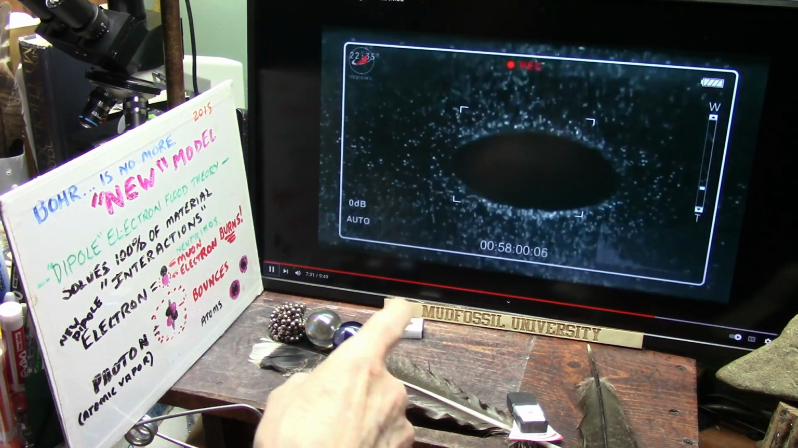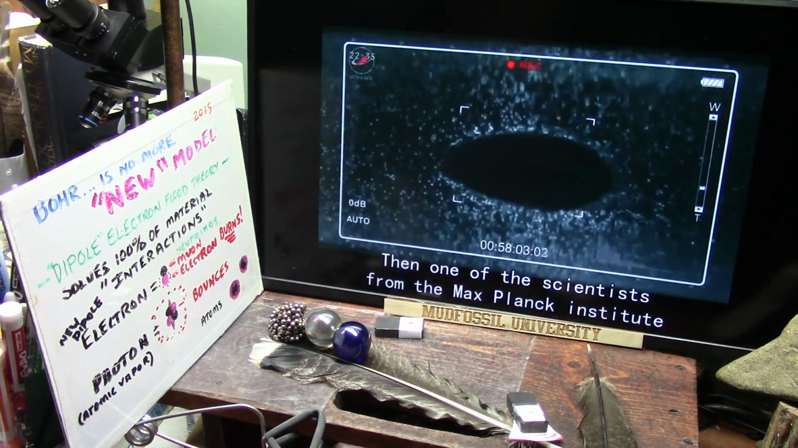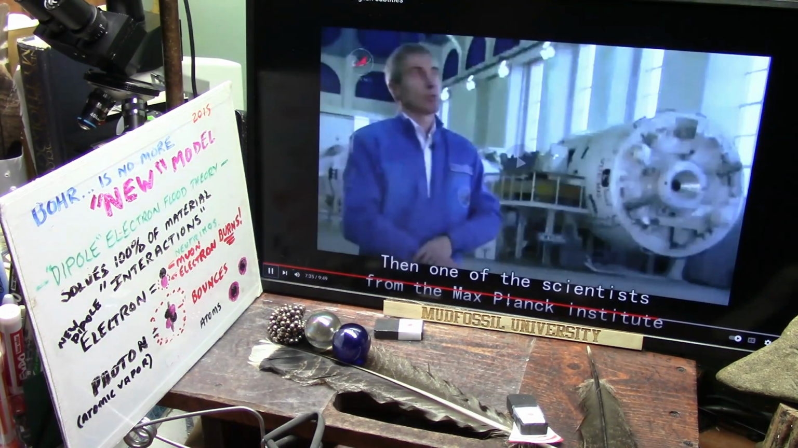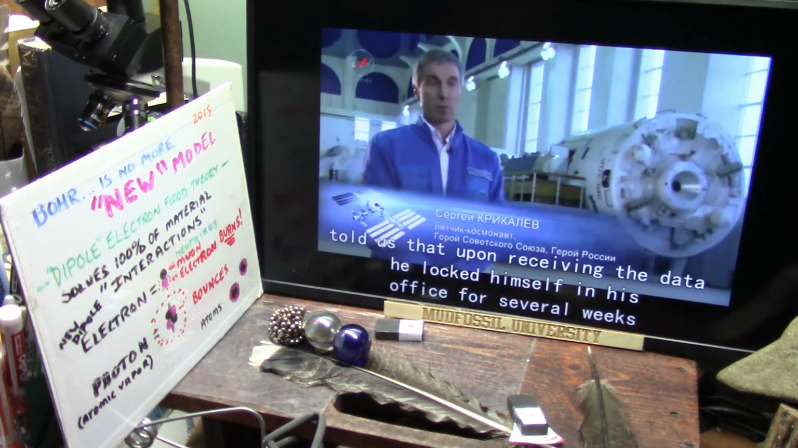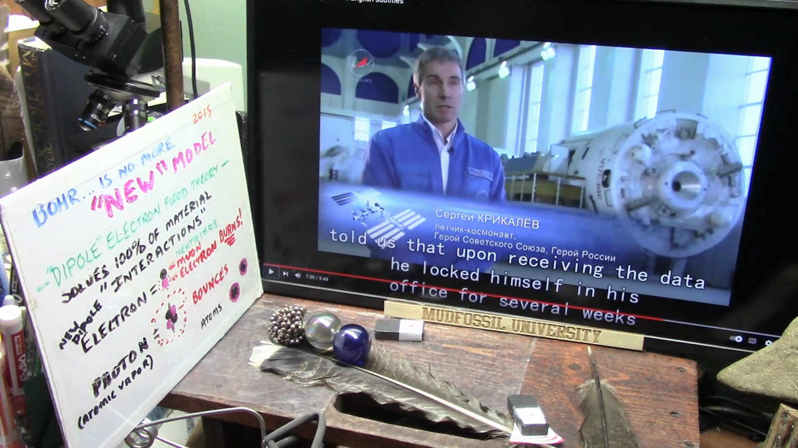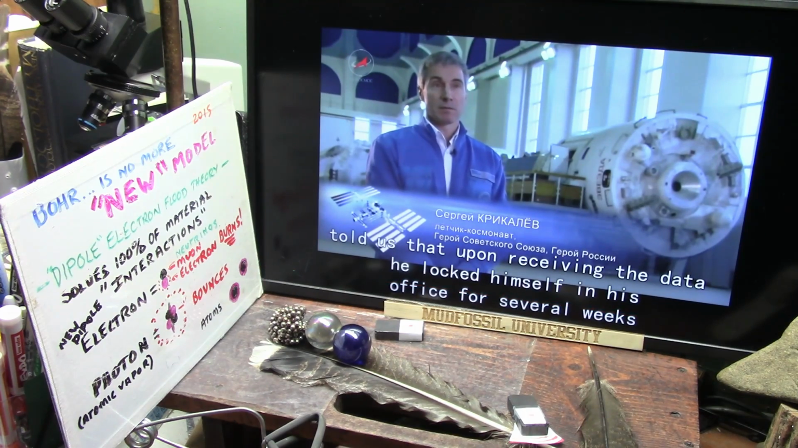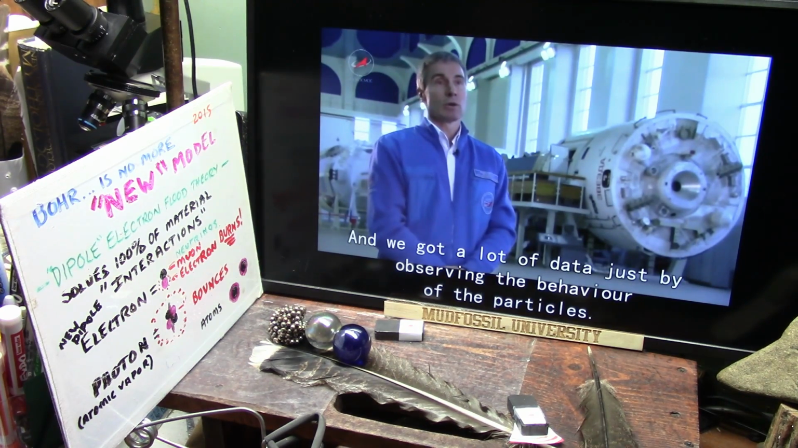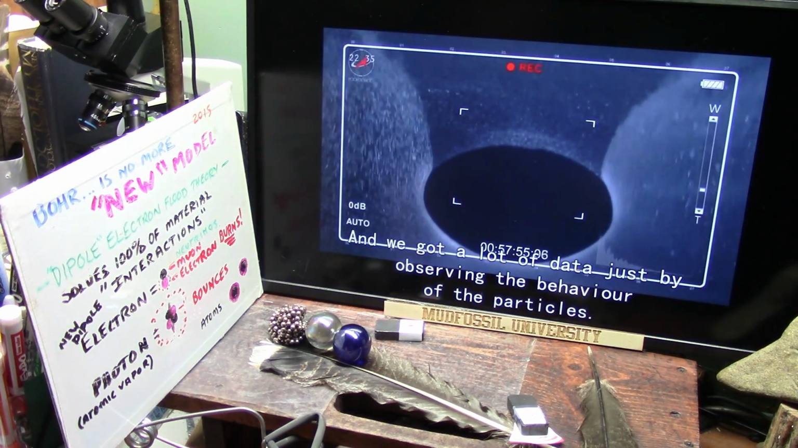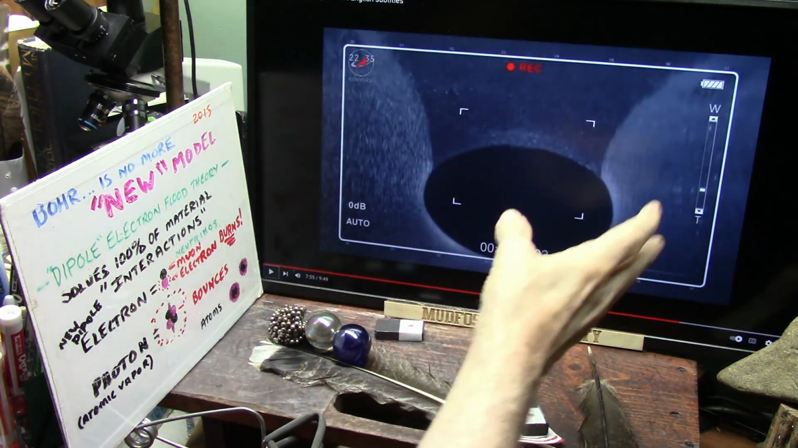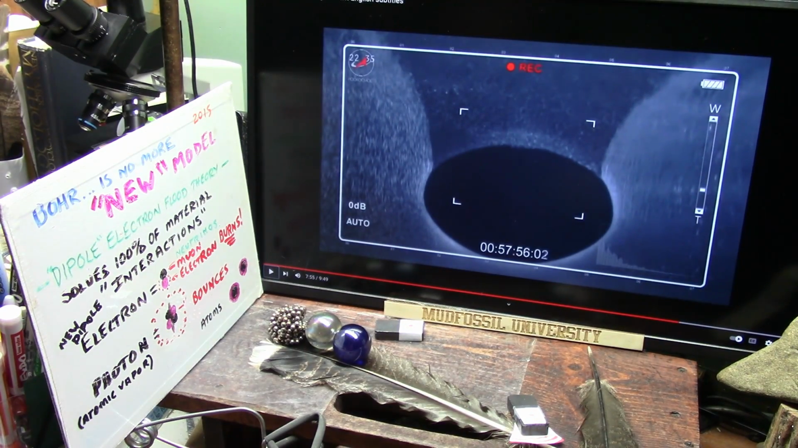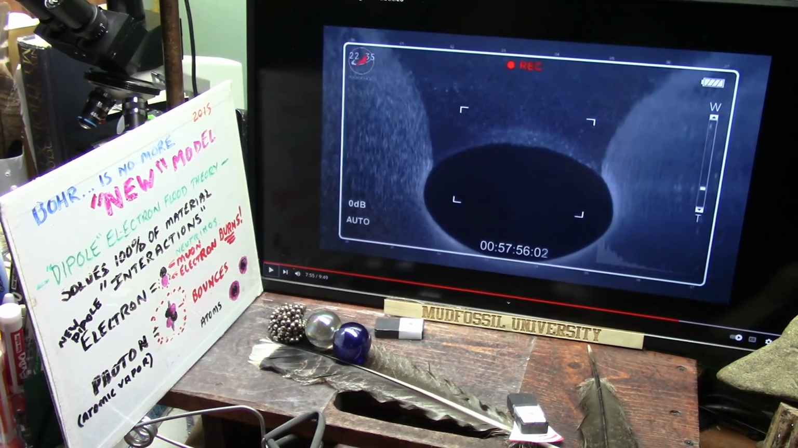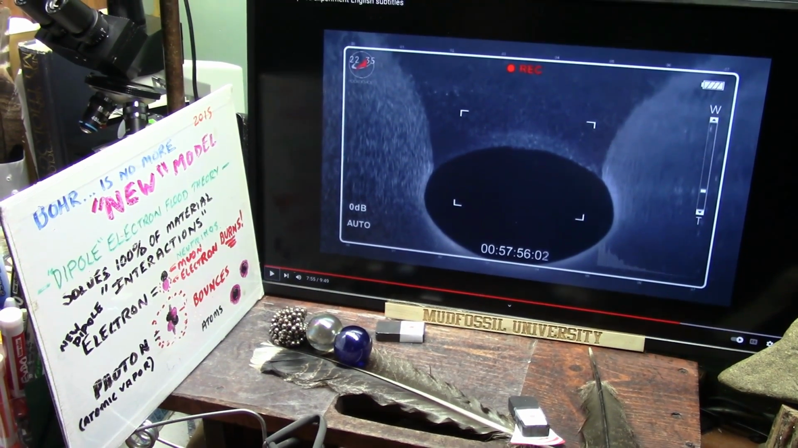All right, so here's what they're seeing. They said they couldn't believe it. One of the scientists from Max Planck Institute freaked out so bad that he locked himself in his office for several weeks. They don't know what to think of it, and then they just dropped it. Now, I made a whole bunch of inquiries at the same time. We got a lot of data just by observing the behavior of the particles. Yes, how do they behave, and why are they behaving that way? And now they're looking at them again, and they're doing all kinds of experiments. But the one I found most interesting was the one I just showed you, how they create that black hole in the center.